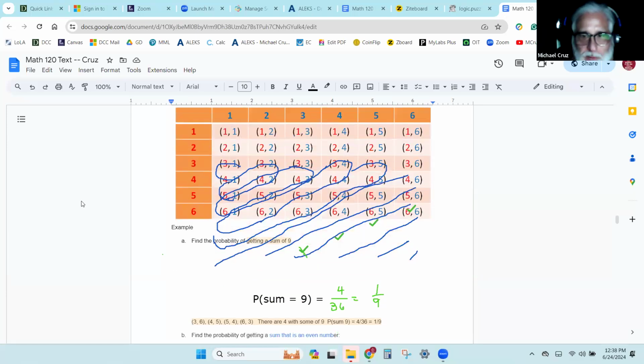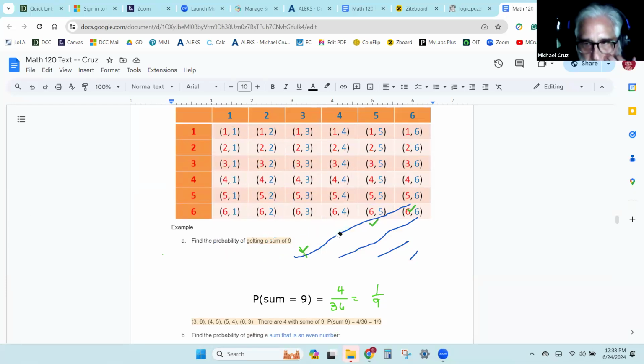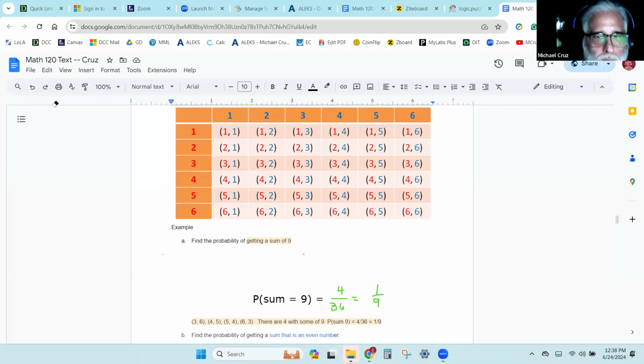So here's another one. The sum is an even number. A sum that is an even number. Well, we can start marking them, and that's usually the best way. But what do you notice here? So this is 1 and 2. So that's 1 and 1 is 2. So that's even.